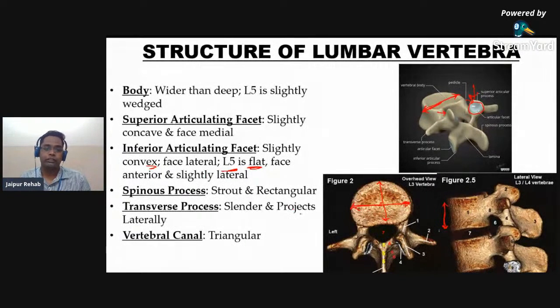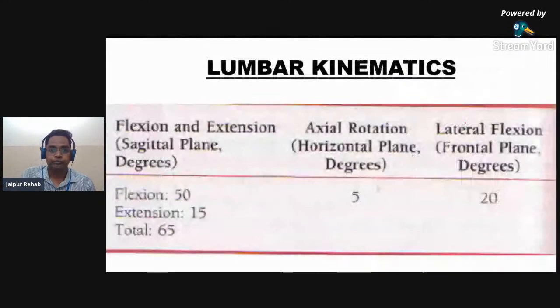Now the spinous process is stout and rectangular. The transverse process is slender and projects laterally. You can see it here very well, projecting laterally. The vertebral canal is triangular and contains the cauda equina. You can see it quite evidently right here and right here as well. So these are the structures that we have to talk about today. Kinematics, if I talk about, there are 3 degrees of freedom available.